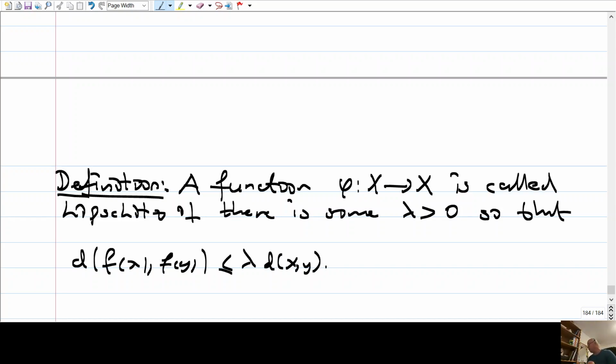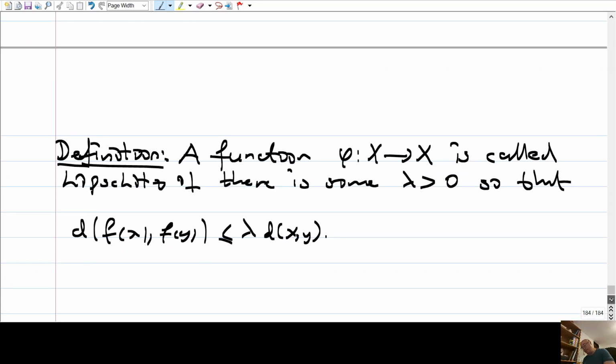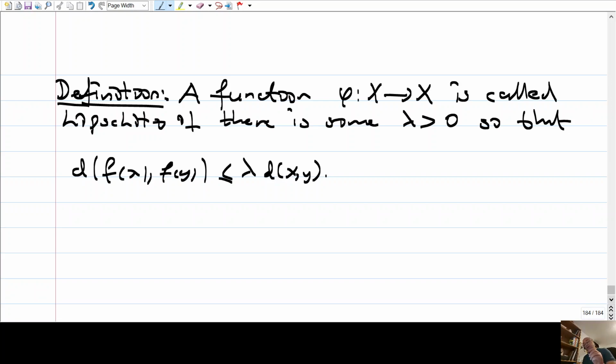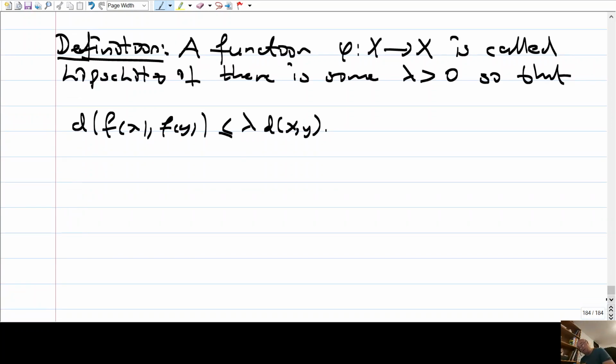So it is kind of close to being a contraction, but here lambda is just any positive number, not necessarily less than 1, okay? And in our case, we will use it as follows. So back to the proof.